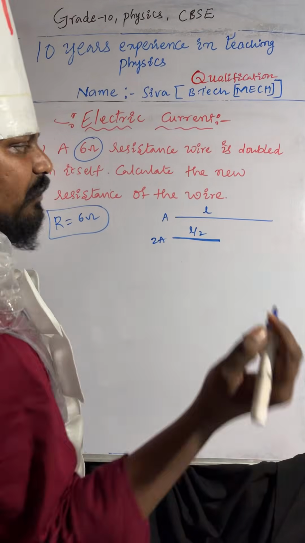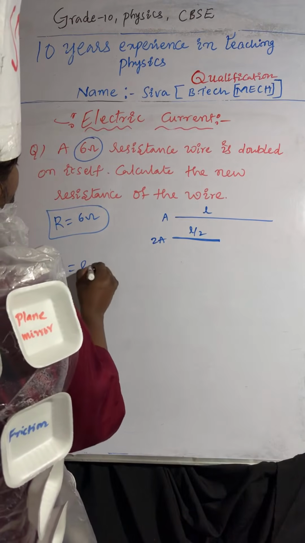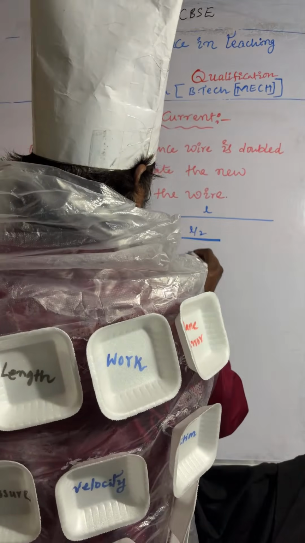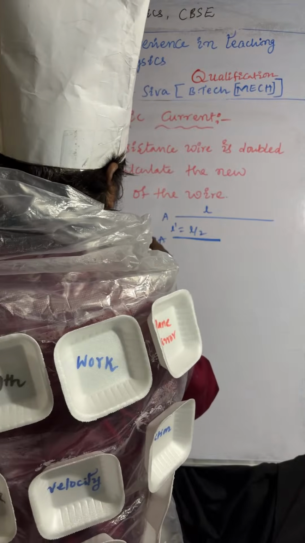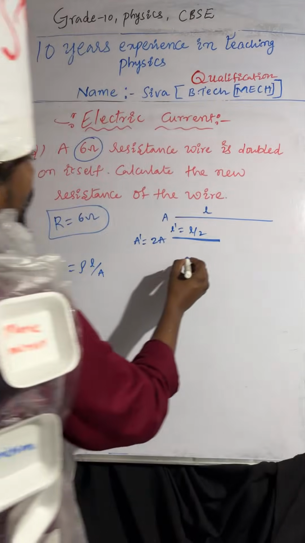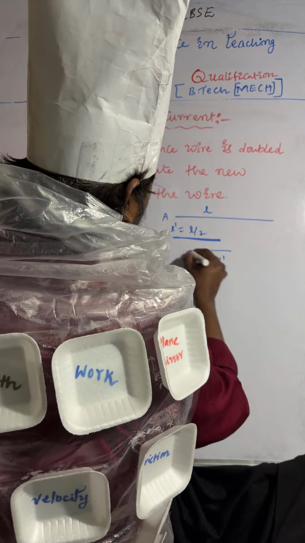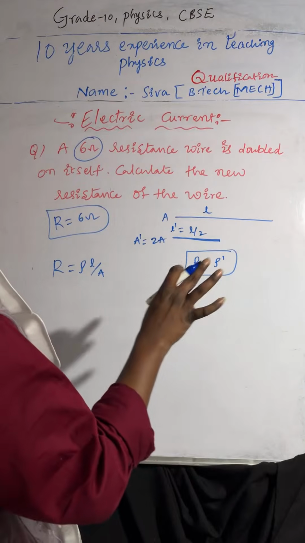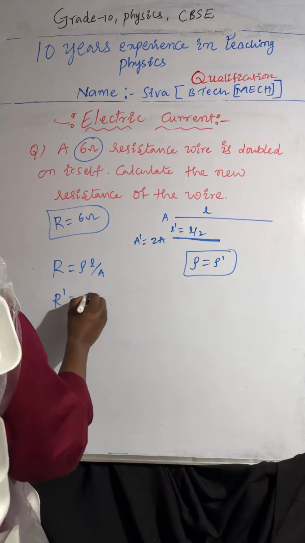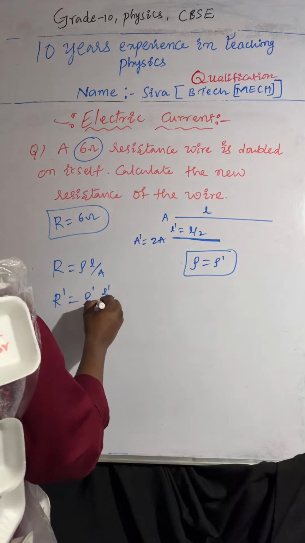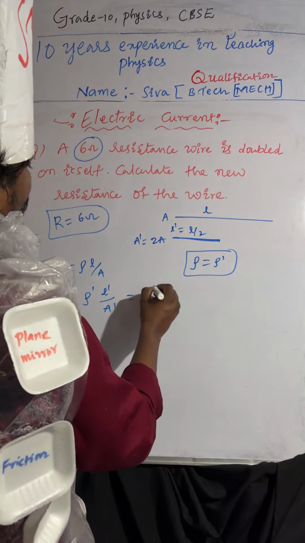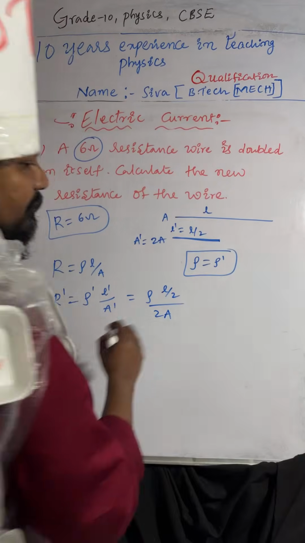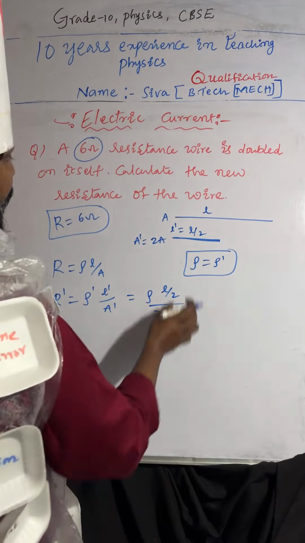We know the formula. What is the formula? R equal to rho into L by A. Here the material is not changing, that's why rho equal to rho dash. So here L dash equal to L by 2, A dash equal to 2A.